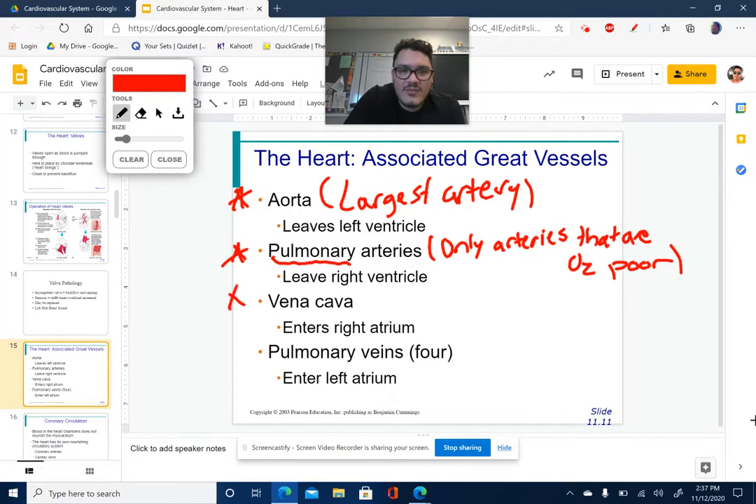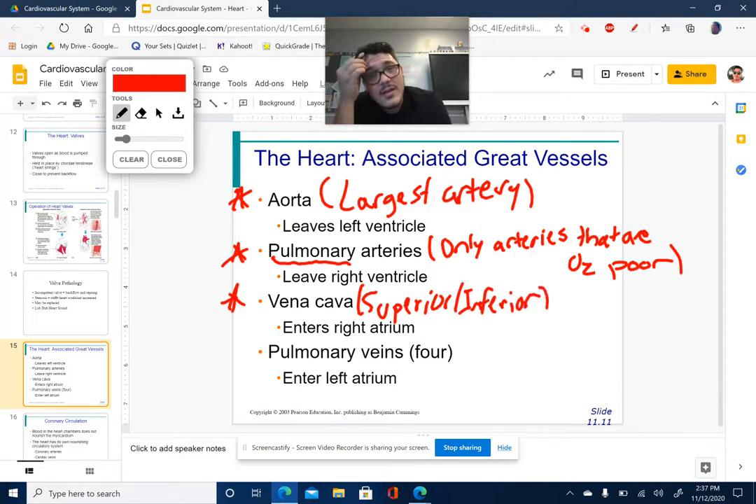Next, we have our vena cavas. Regarding the vena cavas, the thing that we need to know is that there are two vena cavas. It's pretty easy. You have the superior vena cava, and then you have your inferior vena cava. If you remember our terms from our very first unit, superior is going to be on top, inferior means below. That's it. You have two main veins.